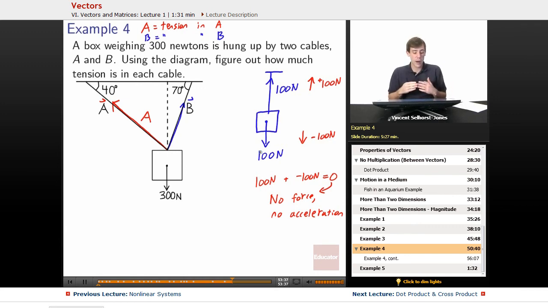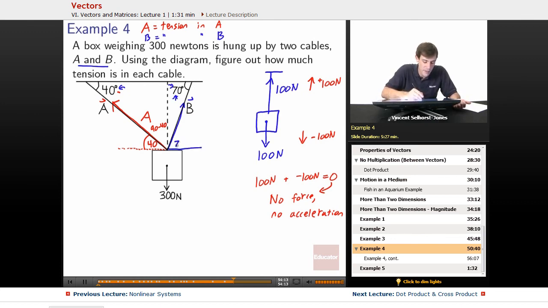Now, we don't know what A and B are. That's what we're trying to figure out. But we want to figure out how to get to them. So we start looking at this and we go, well, I don't know a lot, but they did tell us this information about the angles, right? So maybe we can break these vectors up into component forms based on these angles. If we've got 40 degrees here, then we must have 90 minus 40 here, and since this is another right angle, that means we've got 40 here again. Similarly, since it was 70 up here, then we've got 70 down here.